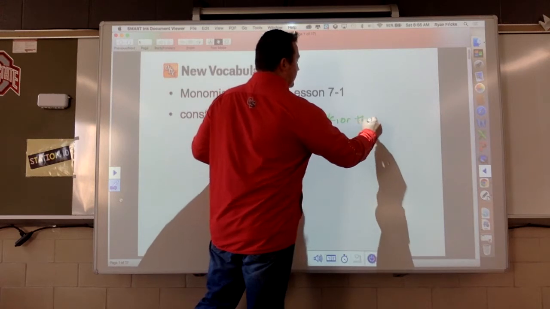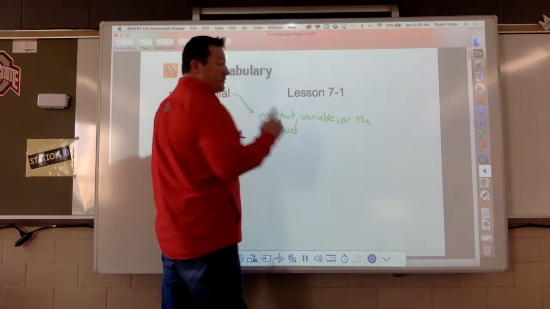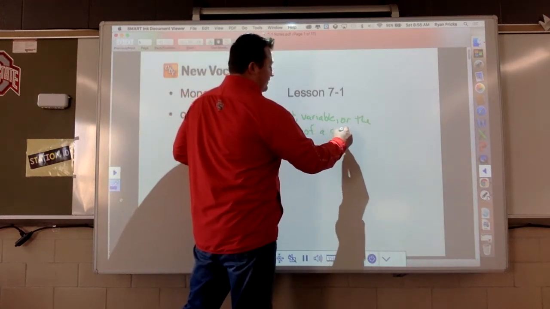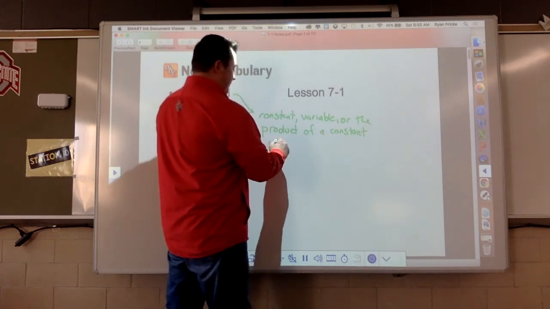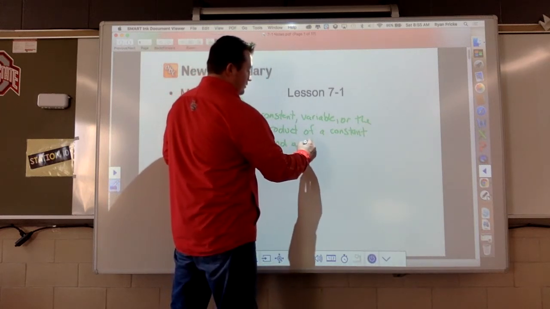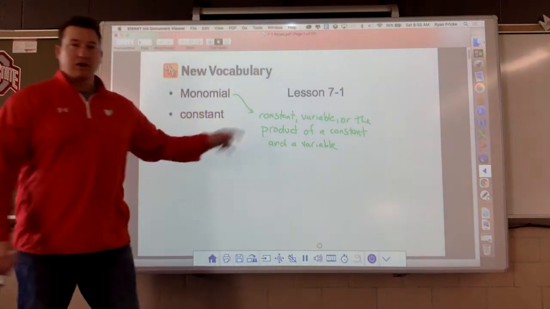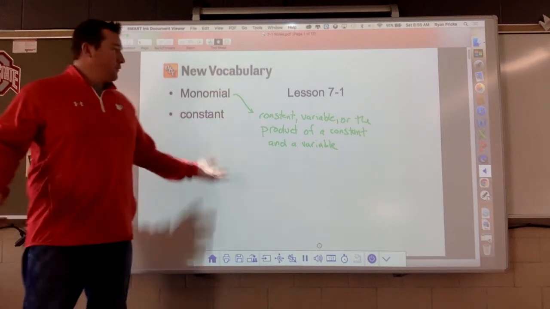Or, here's the tricky one. I'll say the product, which means multiply, of a constant, if I can write, and a variable. Good luck writing all that down, okay? So what does that look like, right? These are great definitions to have. What does this look like?